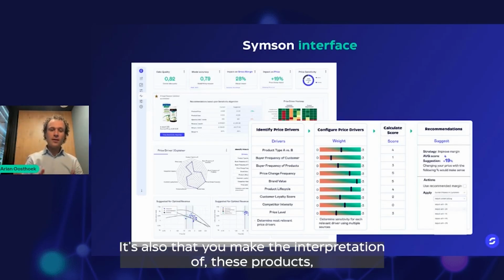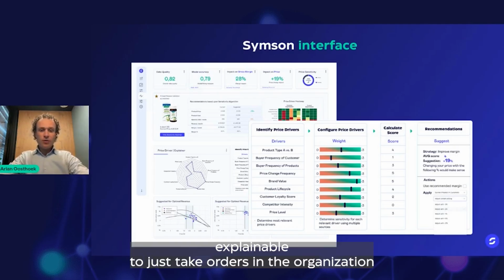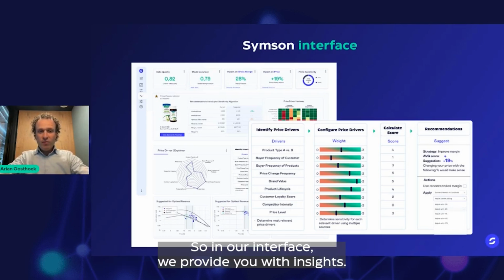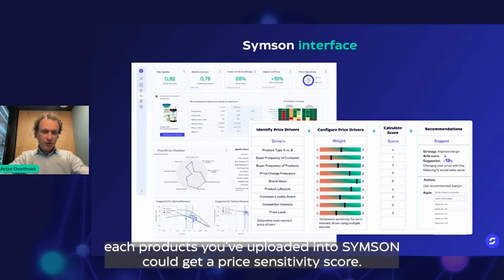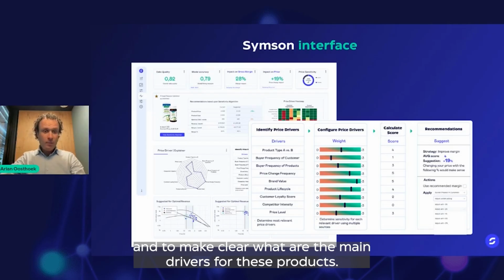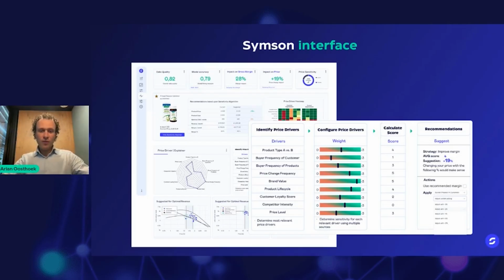It's also that you make the interpretation of these products explainable to the stakeholders in the organization, and also how the model came to this price sensitivity score. So in our interface, we provide you with insights. Each product you've uploaded into SYMSON could get a price sensitivity score, and we offer you also a heat map as well as charts to explain and to make clear what are the main drivers for this product, and in this case, what leads to the price sensitivity.